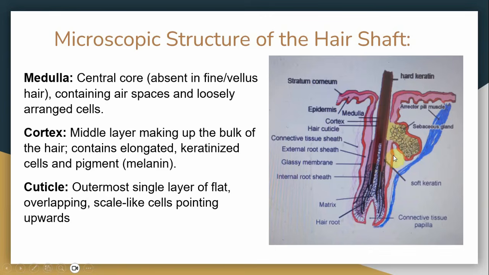Now, as the hair is going out and the shaft comes out of the skin surface, there are some glands that open to the surface and they are known as sebaceous glands.